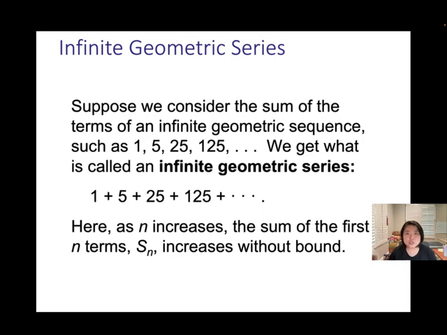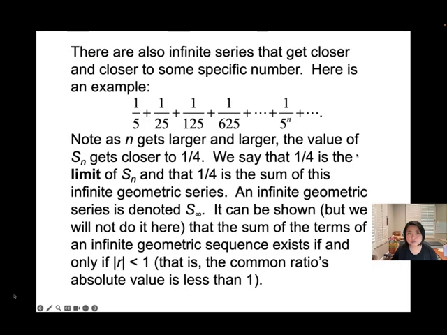Okay, infinite geometric series. Suppose we consider the sum of the terms of an infinite geometric sequence, such as 1, 5, 25, 125. We get what is called the infinite geometric series. When we add it up and with the dots, it's going to be going forever. This is called infinite geometric series because we're adding it up. Here, as n increases, the sum of the first n terms, Sn, increases without bound. Okay, it's going to be getting bigger and bigger.